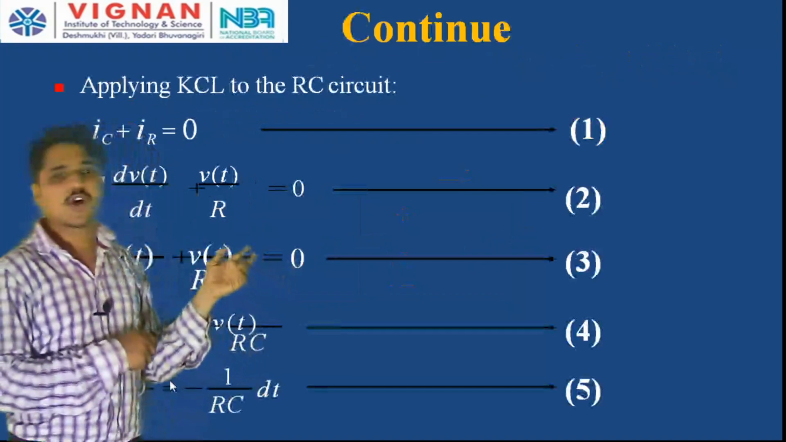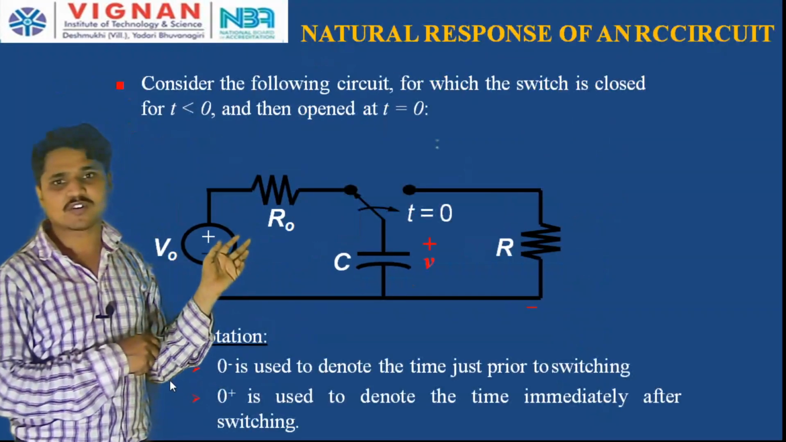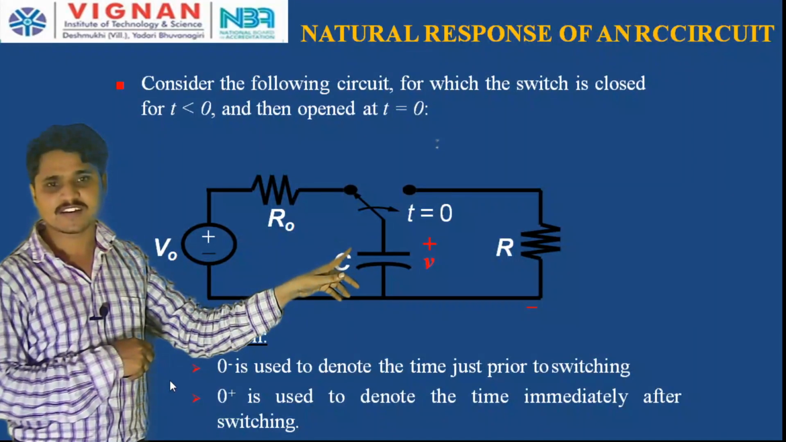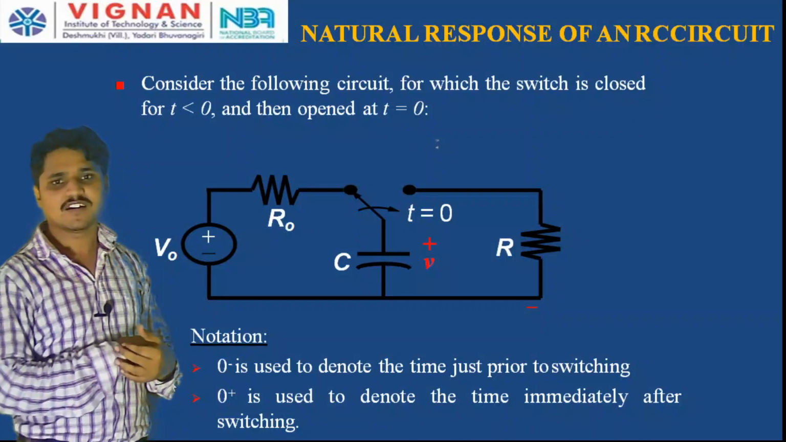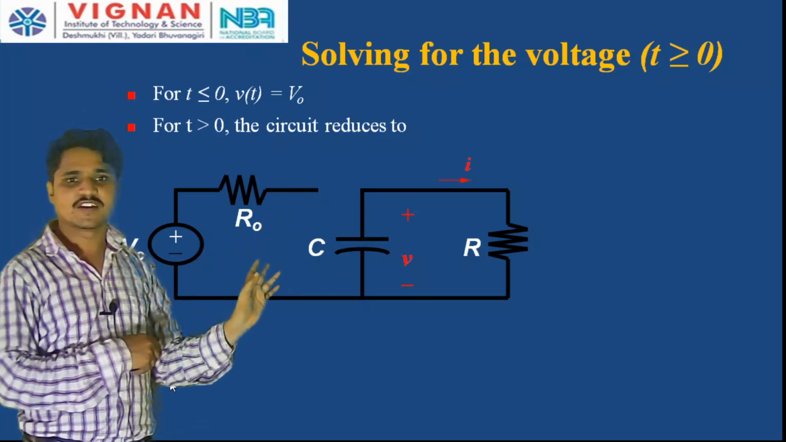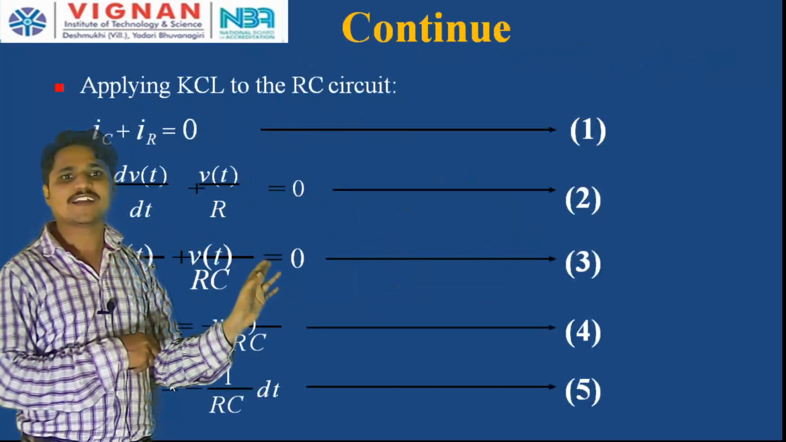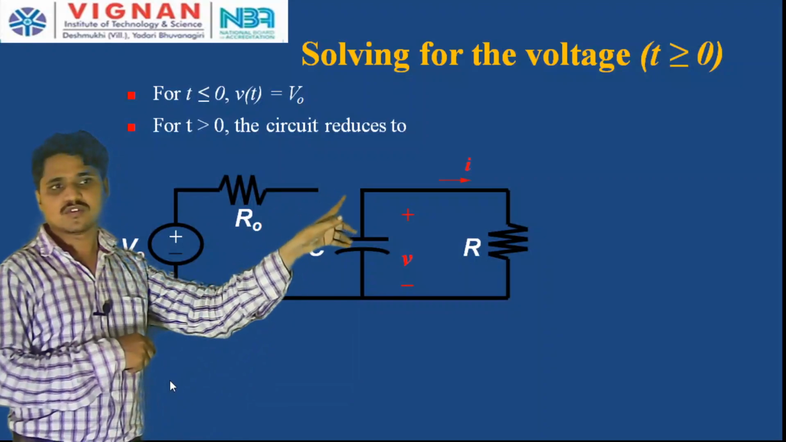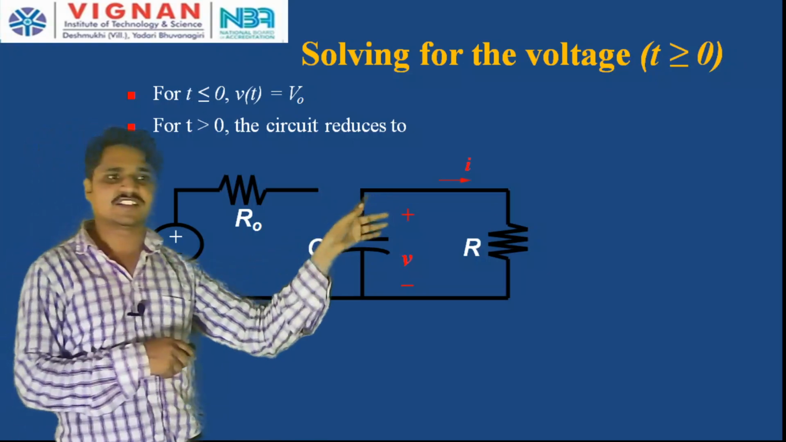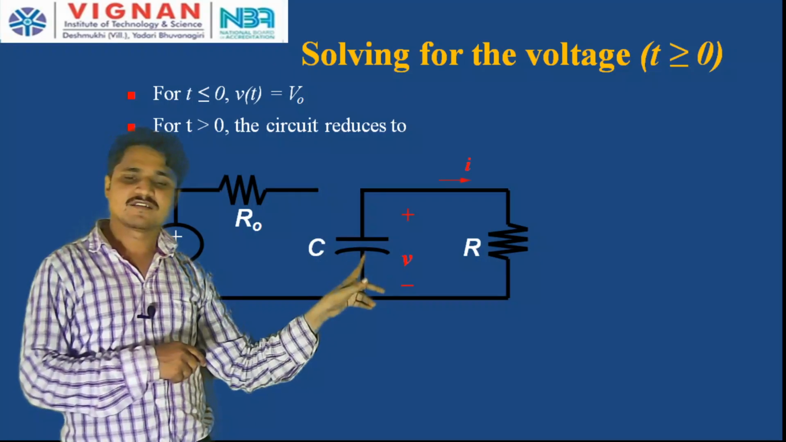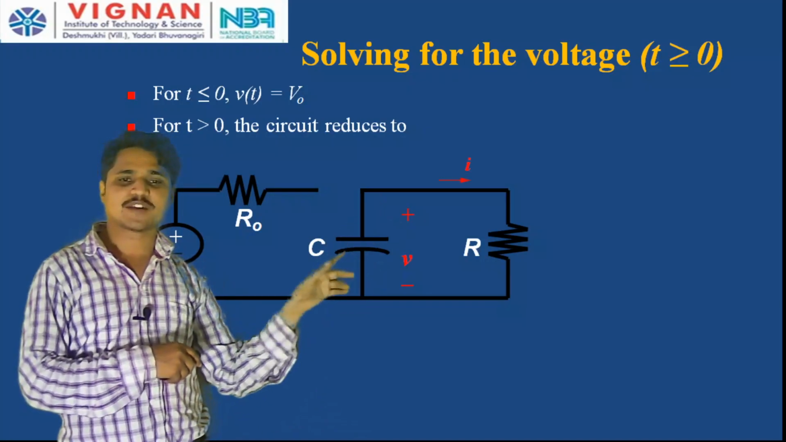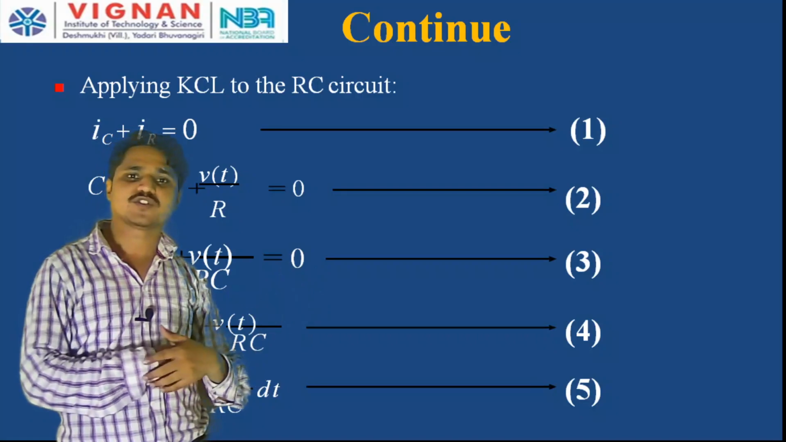Now we have to calculate the response. We have to calculate the voltage across the capacitor, and the current flowing through the resistor and capacitor. So, this is the circuit. Now we apply Kirchhoff's current law at this node: the sum of the currents leaving the junction is equal to 0. So, the current flowing through the capacitor, IC, plus the current flowing through the resistor, IR, is equal to 0. This is equation 1.